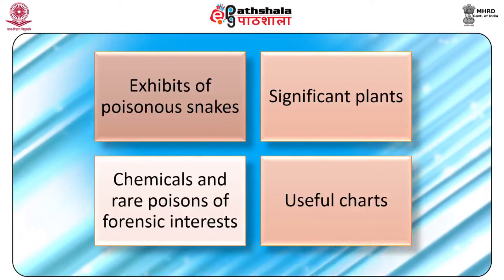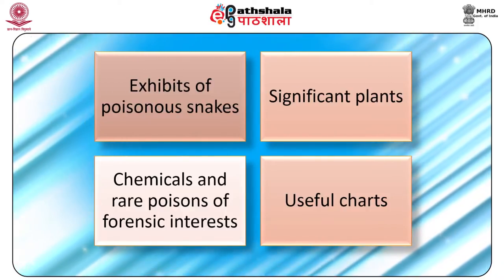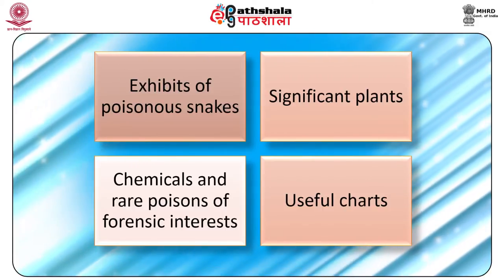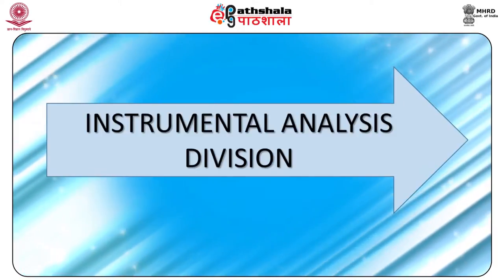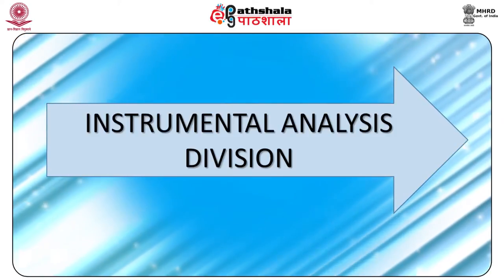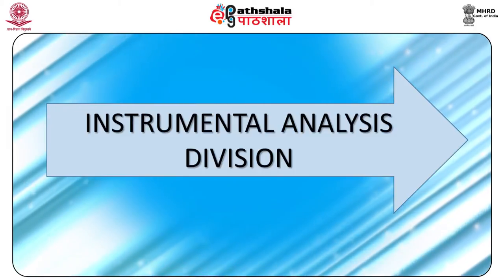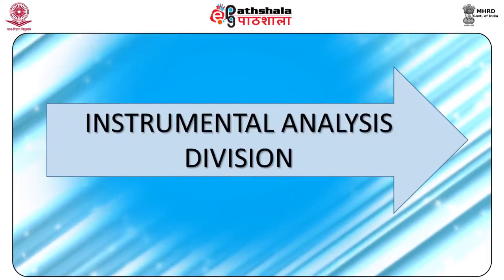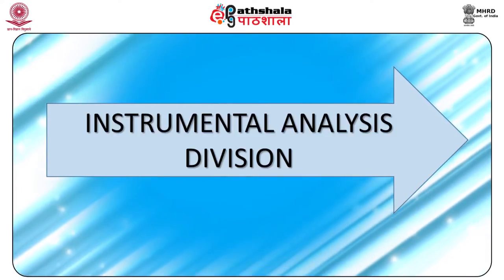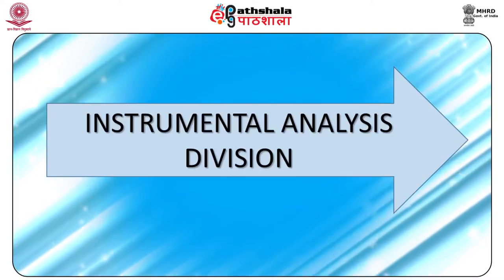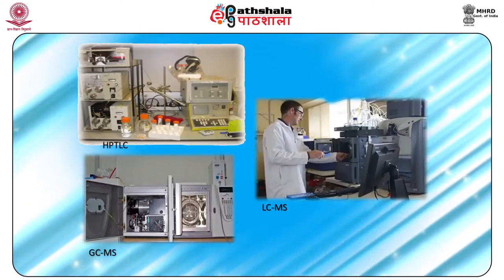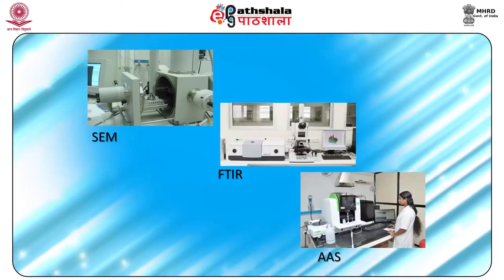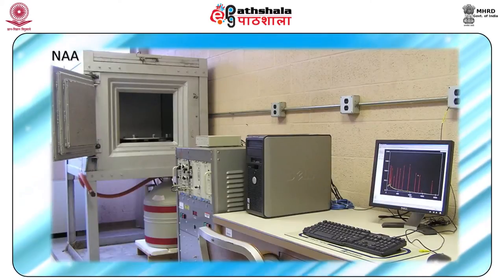Depending upon their analytical needs, the case exhibits are examined in one or more divisions of the laboratory. The nature of examination that can be undertaken in different divisions of any forensic science laboratory: instrumental analysis division. Well-equipped centralized facilities should be available at every laboratory to examine the samples by using instrumental methods of analysis as per the requirement of the case. In the present day world, a forensic science laboratory should have the latest sophisticated instruments like HPTLC, GCMS, LCMS, SEM, FTIR, AAS, that is Atomic Absorption Spectrophotometer, and other facilities like NAA.